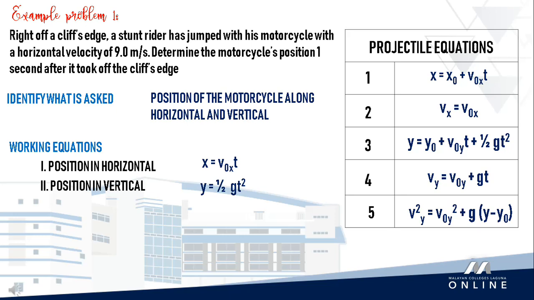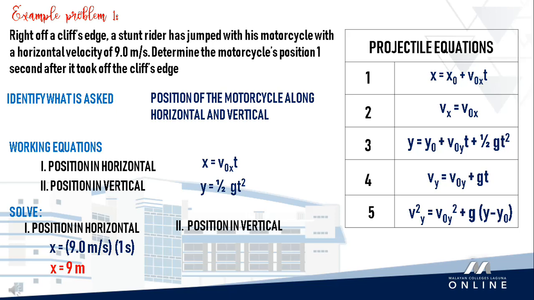Since initial position and initial velocity in y components are not given in the problem, and therefore are 0, let us now solve this. For the horizontal component, x is equal to 9.0 meters per second, our initial velocity, times 1 second, the elapsed time. Our final answer would be 9 meters. For the vertical component, we substitute the values and perform the operations as indicated. Therefore, the final answer is negative 4.9 meters.